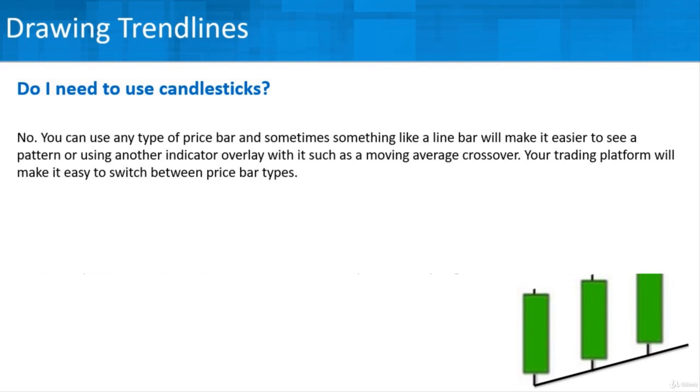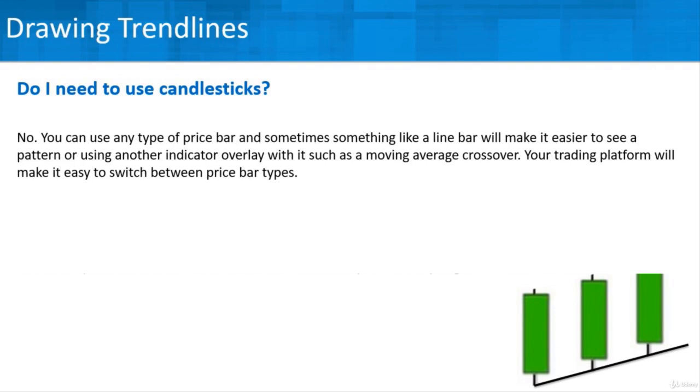And the other part of this, do I need to use candlesticks? And the answer is no. You don't have to use candlesticks. You can use any type of price bar, and sometimes something like a line bar will make it easier to see a pattern, or you might use another indicator overlay over the top of it, such as a moving average crossover, where your trading platform will help make it easy to put all that together. It makes it easy to switch between price bar types too.